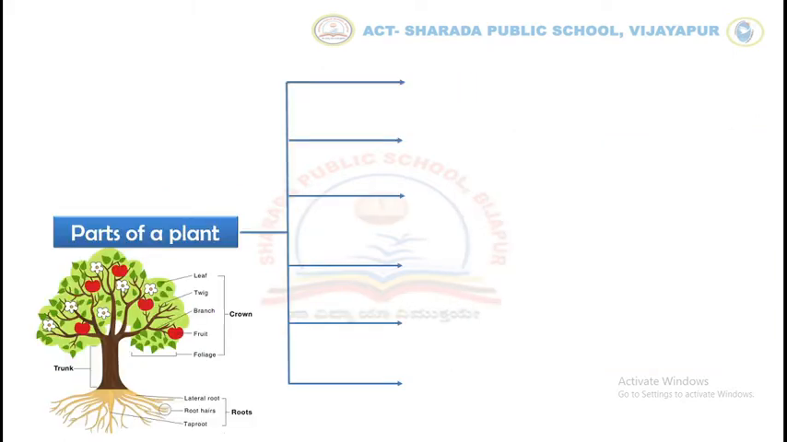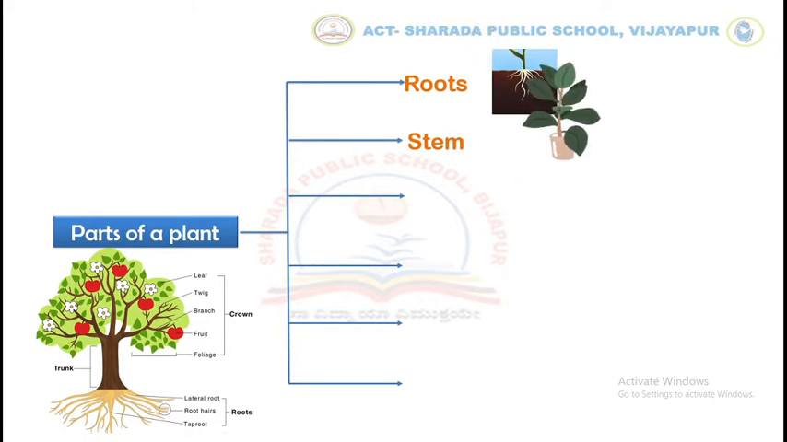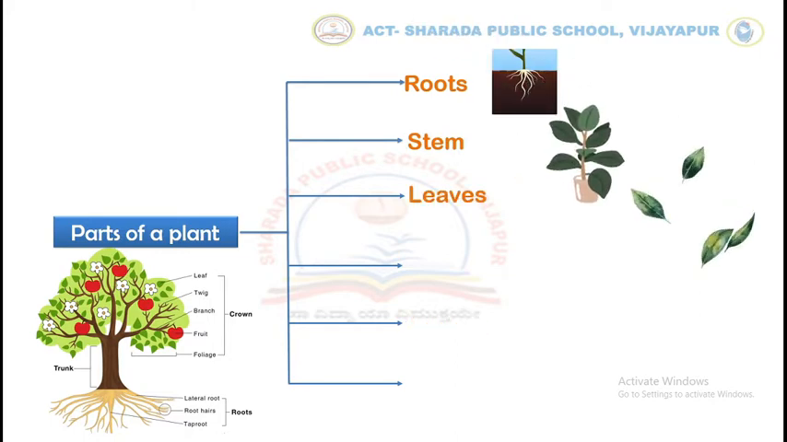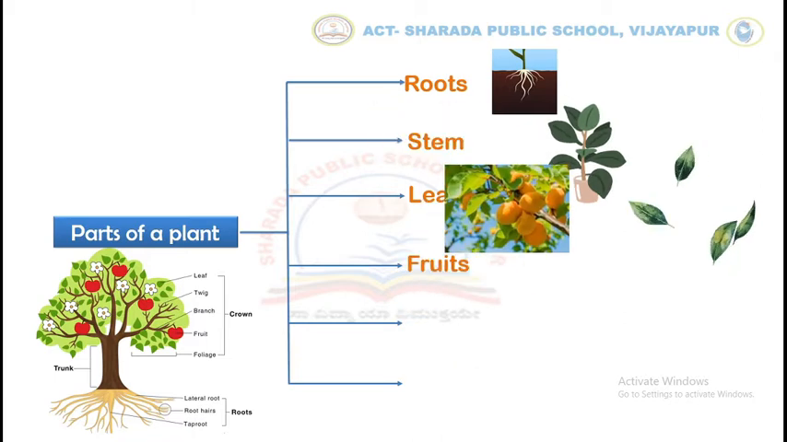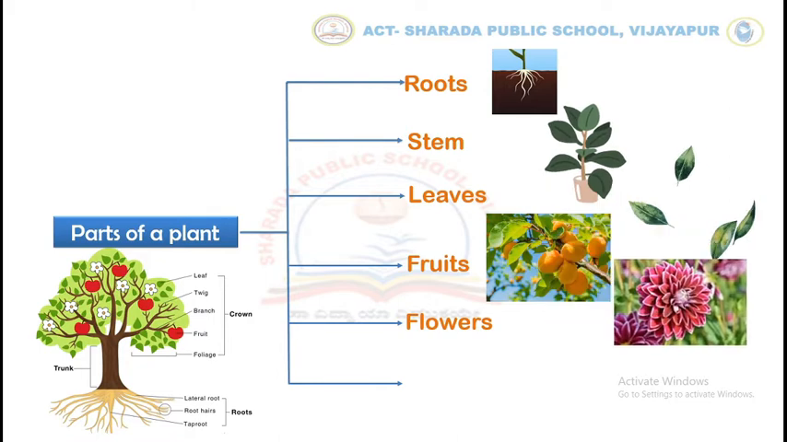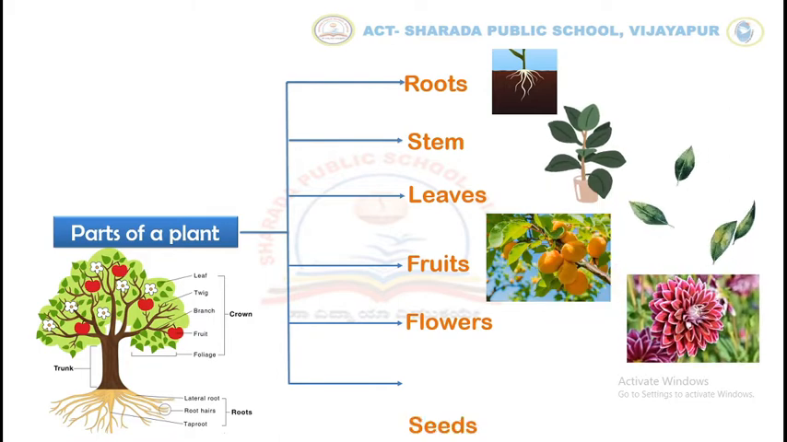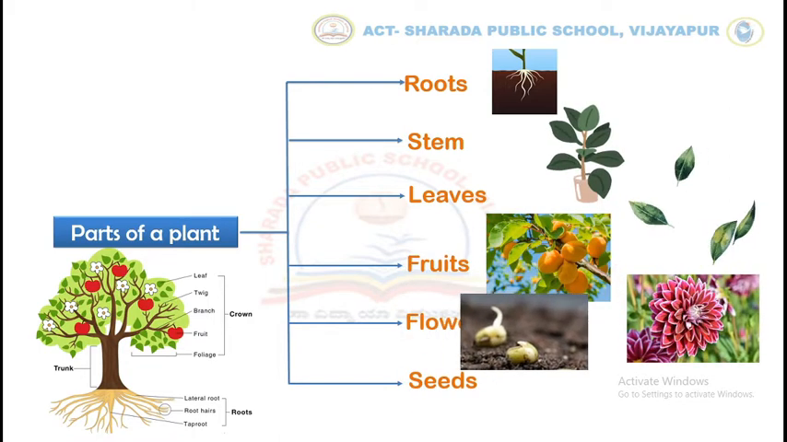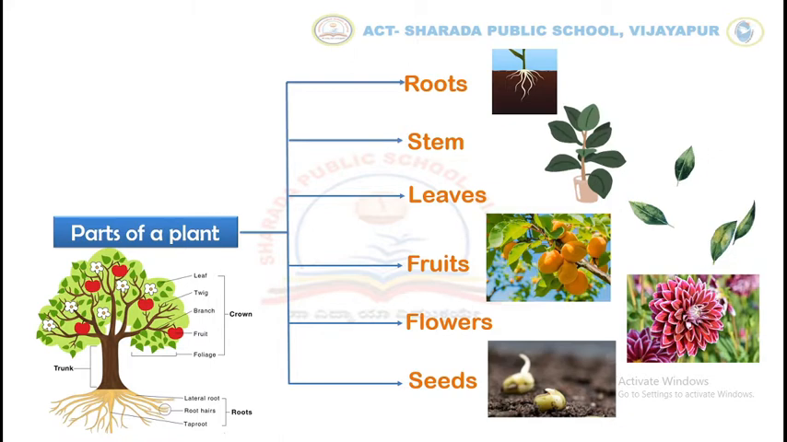Let us first look at the parts of a plant. They are roots, stem, leaves, fruits, flowers, and seeds. Let us look at each part in detail.